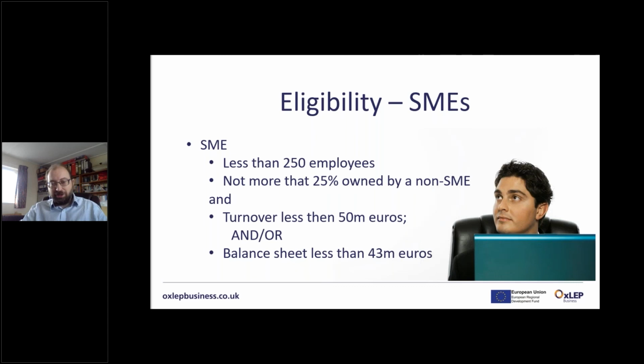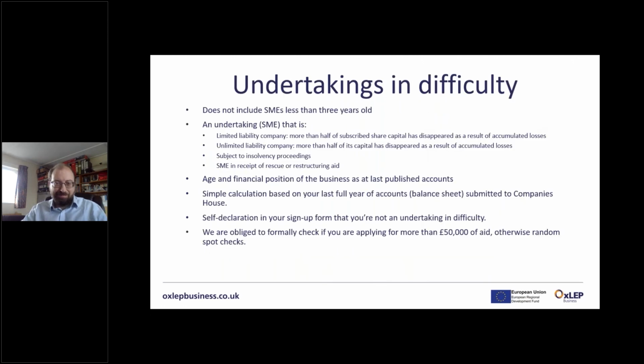And then the slightly more simple criteria, you have to have a turnover of less than 50 million euros and or a balance sheet of less than 43 million euros. That will be based on your last published accounts. Next slide. Thank you. You also cannot be what's known as an undertaking in difficulty.